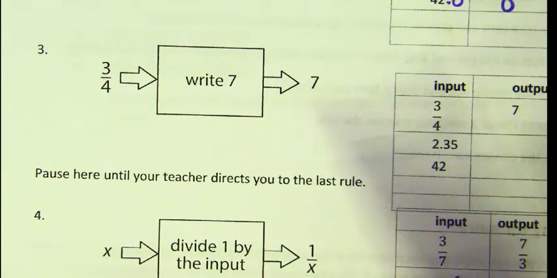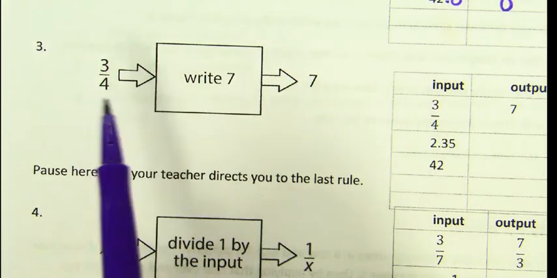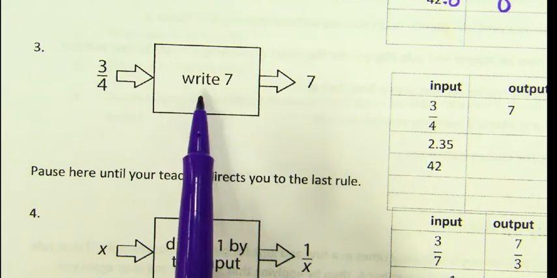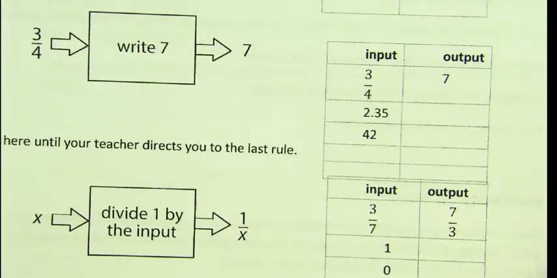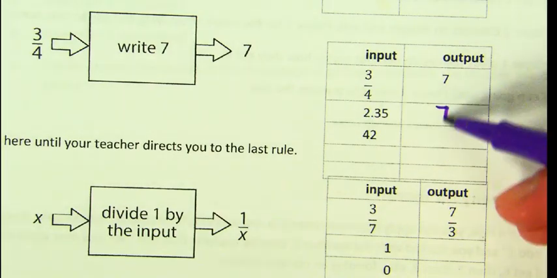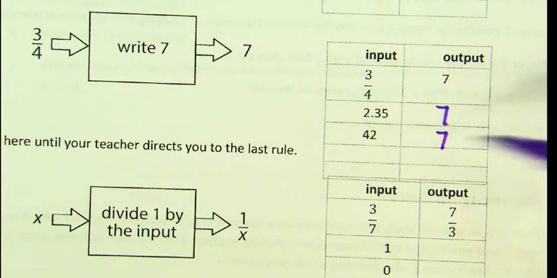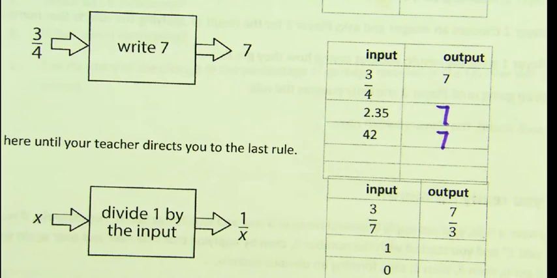Next rule is just like what we saw online. You have an input. No matter what the input is, you're going to write the number 7 as your output. No matter what your input is, output is 7. That can be the rule sometimes. It's just to write a specific number.